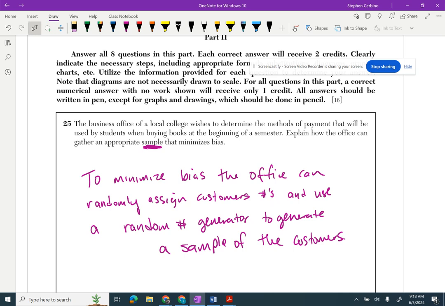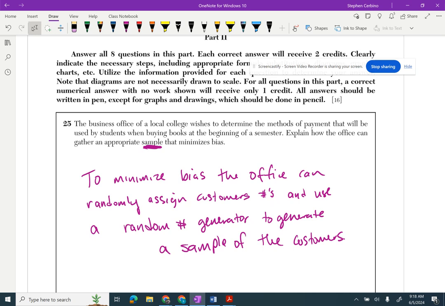Notice I didn't get into specifics of how many customers are in my sample. You didn't really need to here. You could have said randomly select 30 numbers from the list of customers to get your sample. But the size of the sample is kind of irrelevant here. It was more asking about minimizing bias.